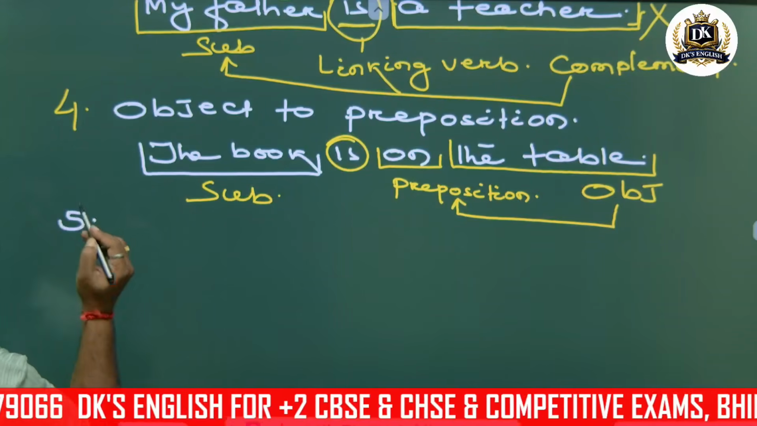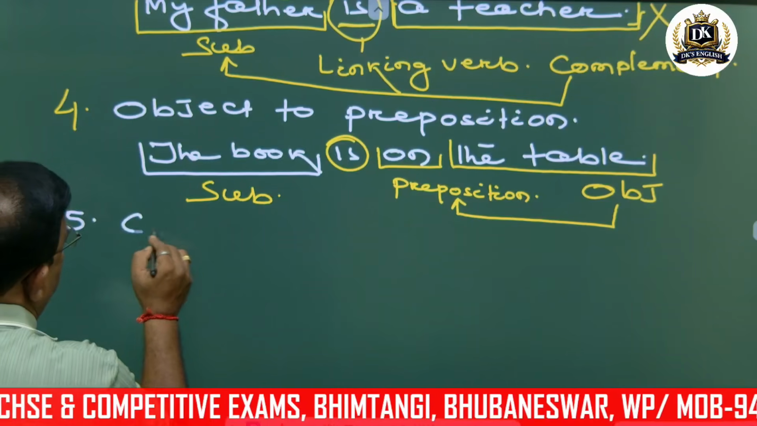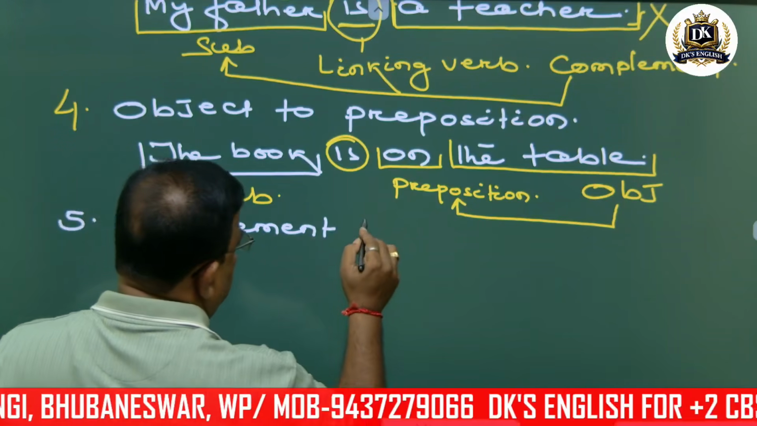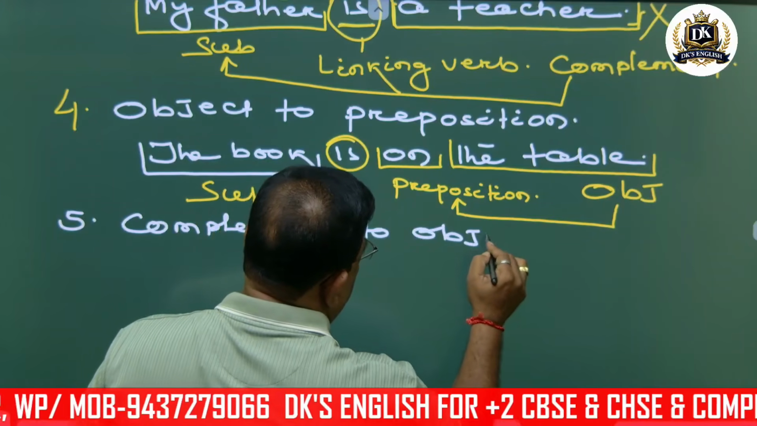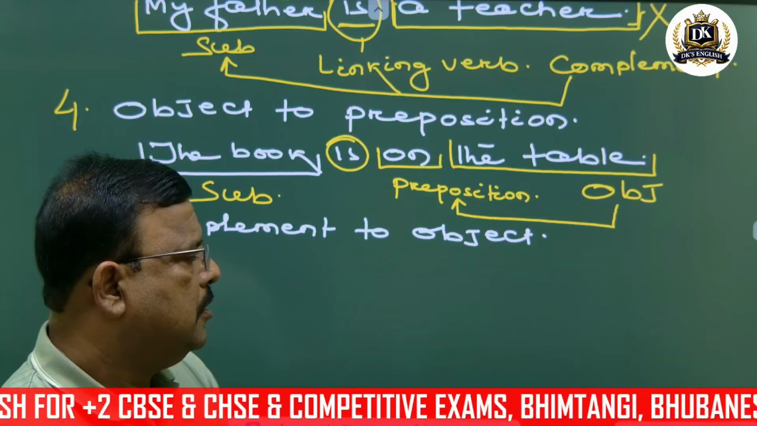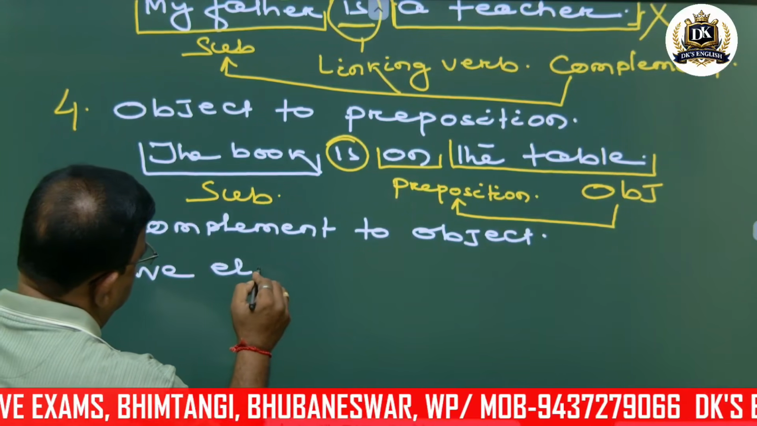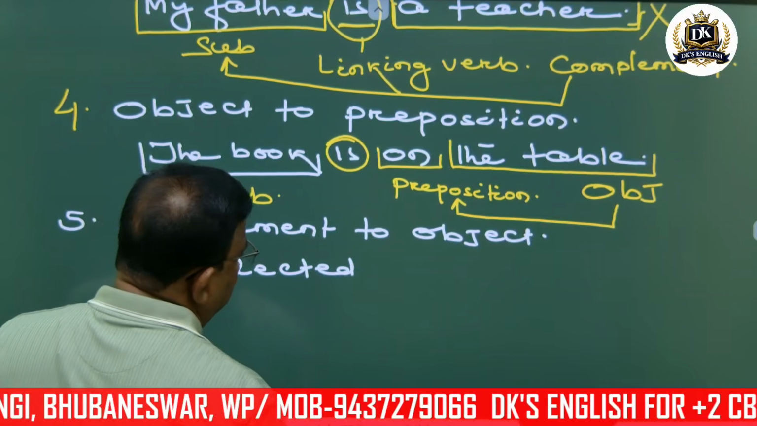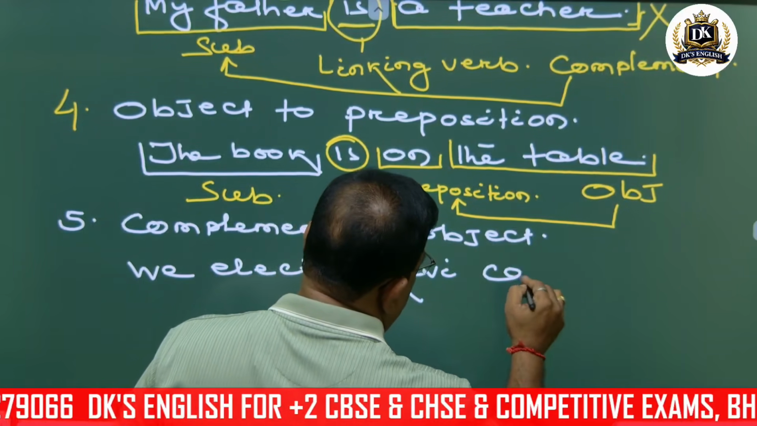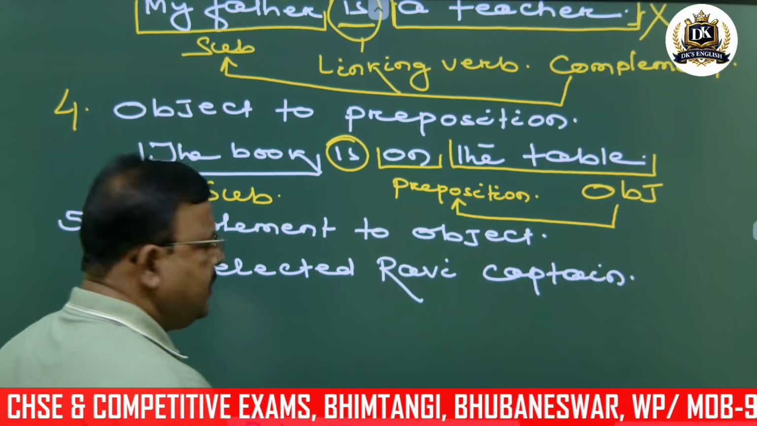Number 5. Here I can say complement to object, or you can say object complement. Mark here, I write one sentence. We elected Rabi captain. We elected Rabi captain.